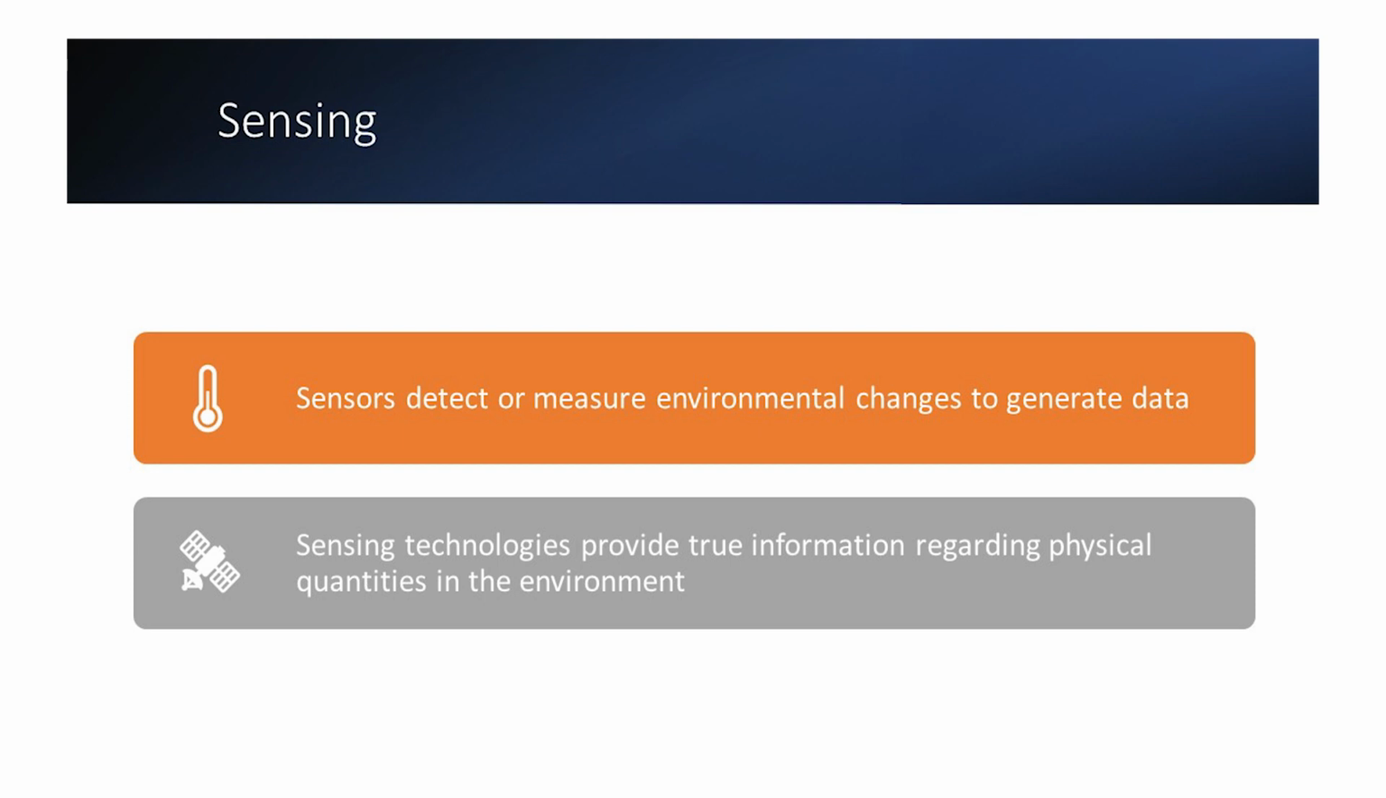The next characteristic of IoT is sensing. Of course, we have talked a lot about sensors. These sensors detect or measure. What do they measure? They measure the environmental changes, what is changing in the environment: the temperature, the humidity, motion of people, distance from different objects, and that is generating data. The sensing technologies are providing true information regarding real physical quantities in your environment.